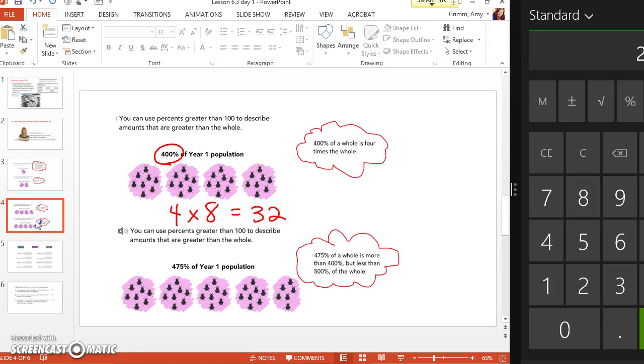All right, so they can also give you partial percentages. So you can use percentages greater than 100 to describe amounts that are greater than a whole. 475% of year 1. Okay, so here's the first 4 sets of them. And then this would be another 75%. How would you figure out how many should be in here other than counting them?